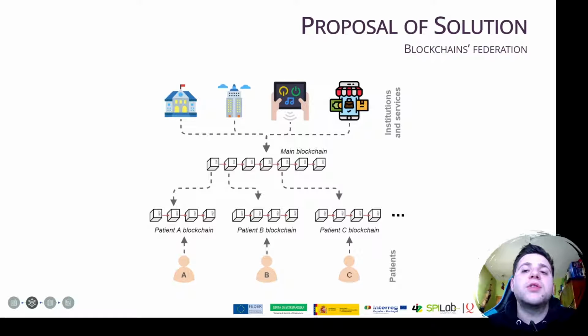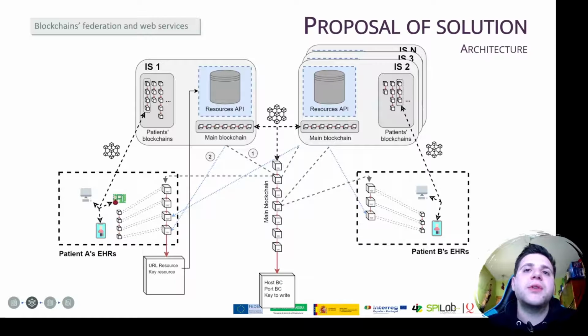In this way, institutions and services locate and interact with the data stored in the patient blockchain through the main blockchain, while each patient interacts with her data through her blockchain directly. Using this concept, we define an architecture. In this architecture, each patient has a blockchain where the references to his electronic records are stored, obtaining his personal health trajectory. References are stored in the block instead of the data because blockchain is not prepared to store data as heavy as medical tests.